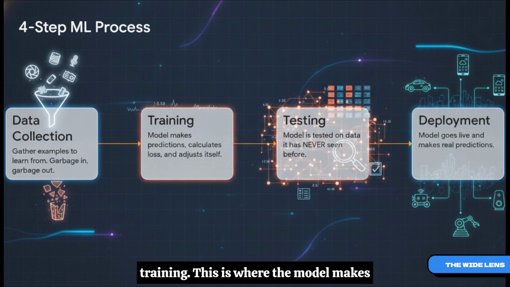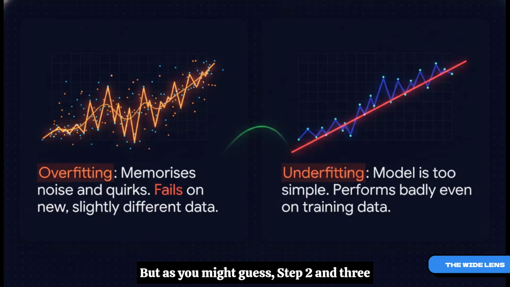Step 2 is training. This is where the model makes predictions, checks how wrong it was, and adjusts itself thousands of times. Step 3 is testing, where you test the model on data it has never seen before, just to prove it actually learned something. And finally, step 4 is deployment, where the model goes live out into the real world. But as you might guess, step 2 and 3 aren't always smooth sailing. There are two critical training problems we really have to watch out for.